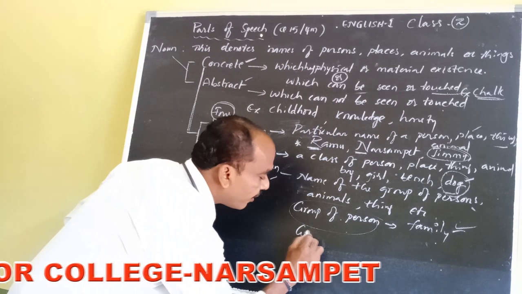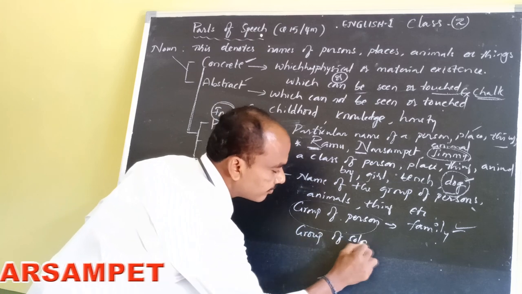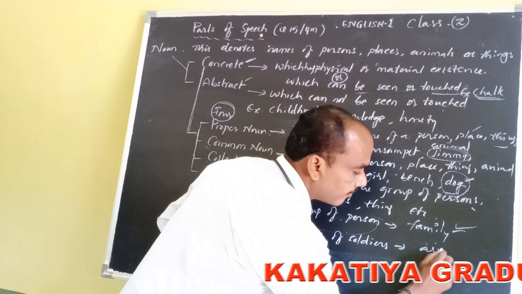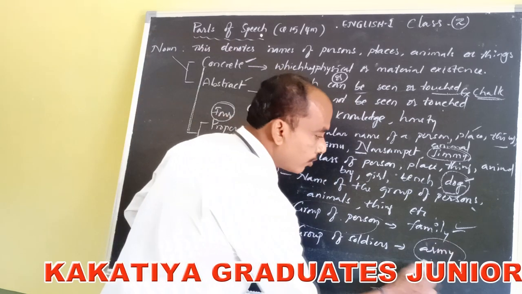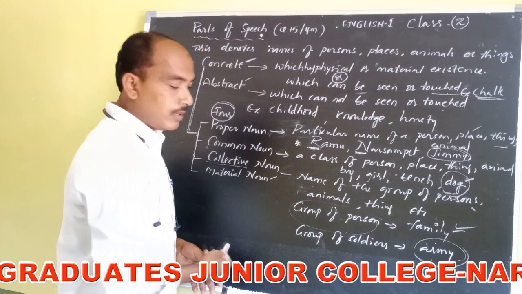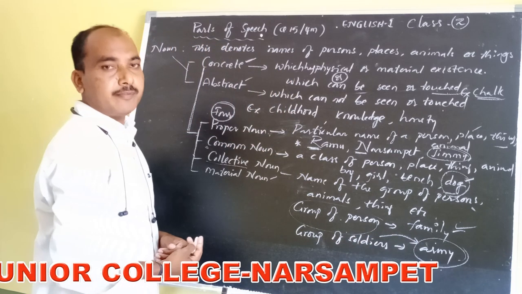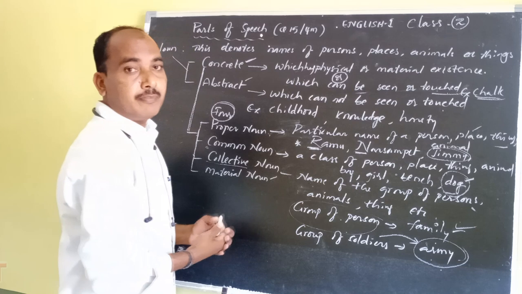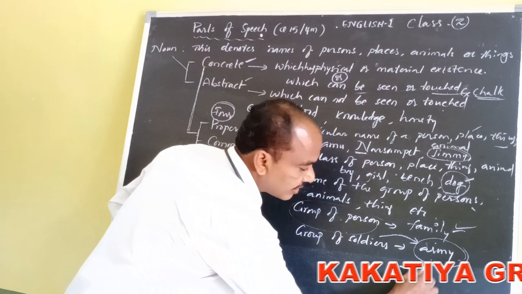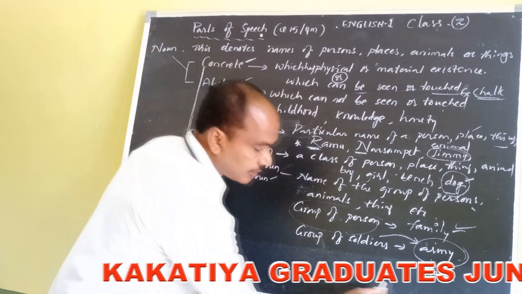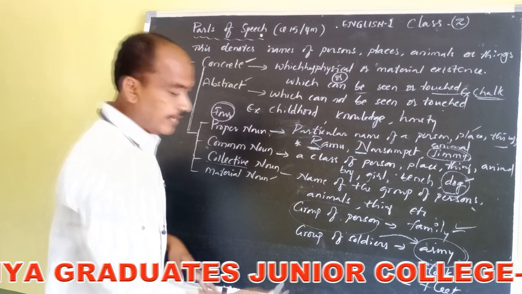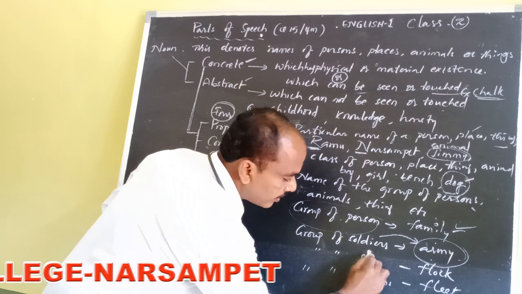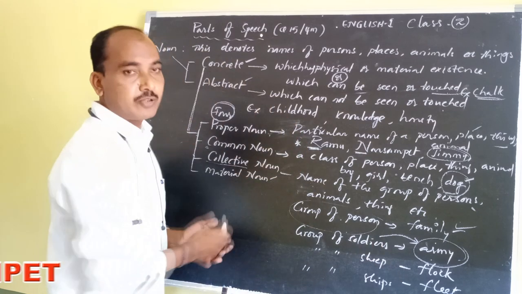Group of soldiers. What is that? Army. It is a group of soldiers, called with a particular name, army. Group of MLAs, assembly. Group of sheep is called a flock. Group of ships is called a fleet. Fleet means group of ships. Flock means group of sheep. Not sheeps, sheep, it is only singular.